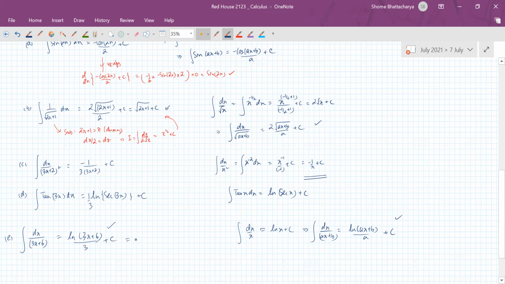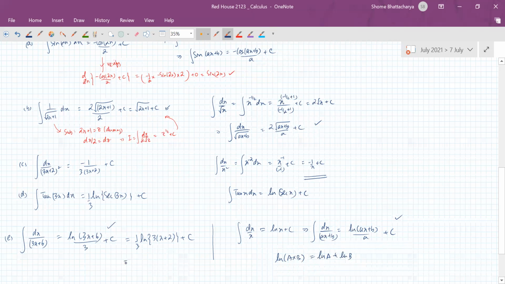Okay. But we can also show that this is 1 by 3 ln of, take the 3 common, plus c. Okay. Now we can use this property of log that ln a into b is equal to ln a plus ln b.